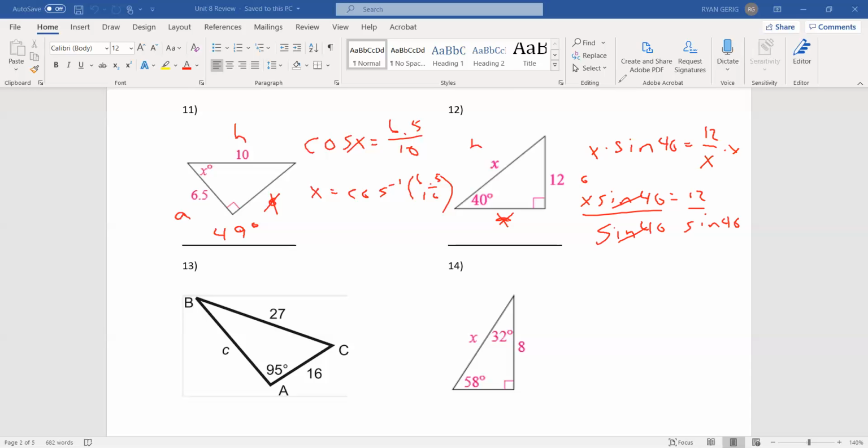So 12 divided by the sine of 40 gives me 18.66, which is just 18.7. Okay.